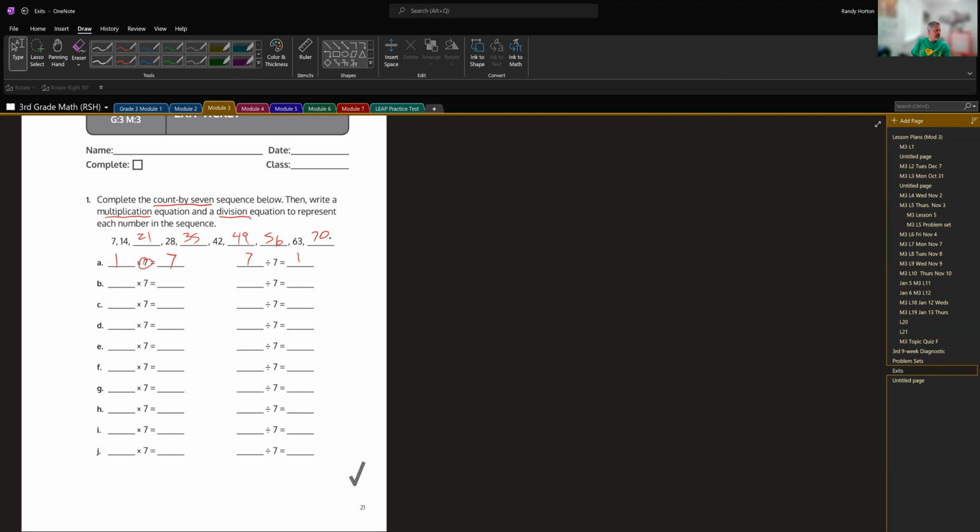Okay. Let's do one more. We have 14. So you know the product's going to be 14 here. What times 7 equals 14? That's 2, because it's the second 7. Bring this over to division. Just write it in reverse. You've got 14 divided by 7 equals 2.